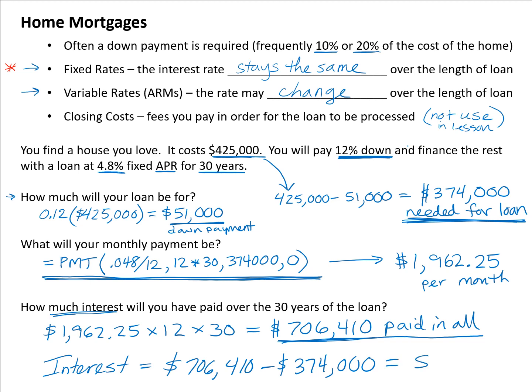So the interest that we paid in the course of the 30 years was $332,410 altogether. So that would be the total amount of interest we've paid, which is a lot. Notice that interest amount is almost the same thing, not quite, but it's almost the amount of the loan. So that's a lot of interest you pay over 30 years.